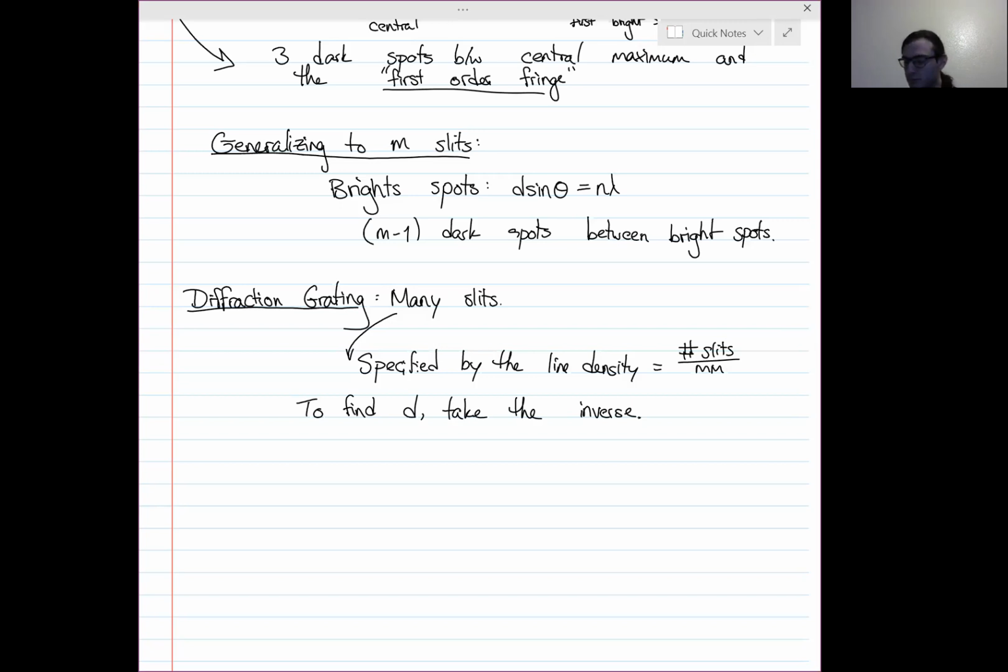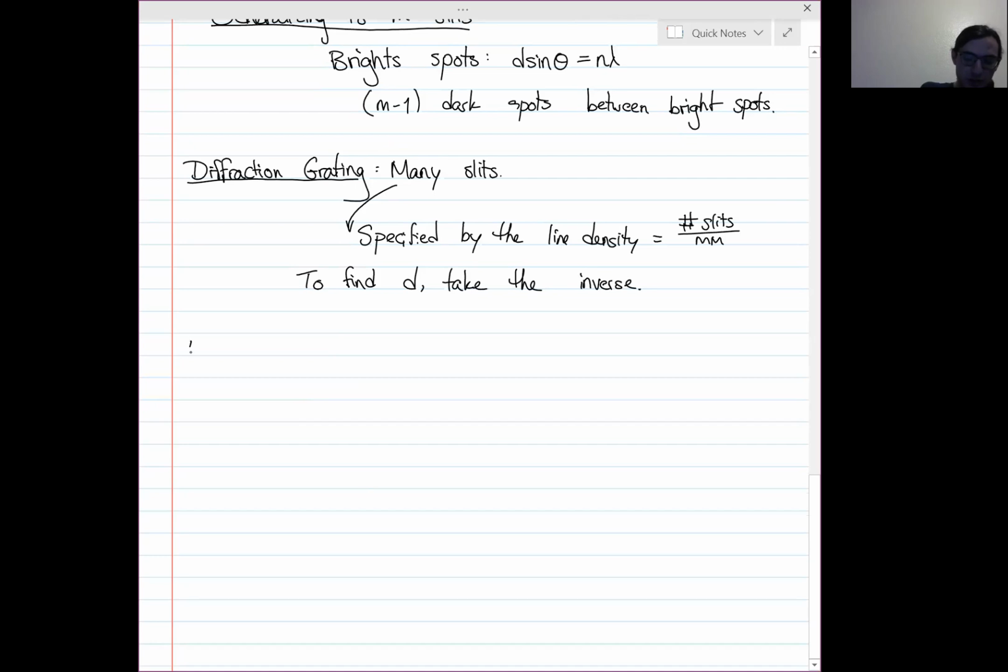So what we can do is a quick demo, and I'll do one for you. I'm not sure how well it's going to turn out. So what happens when we shine white light through a diffraction grating? Remember, white light is just a combination of all of the wavelengths on the electromagnetic spectrum.